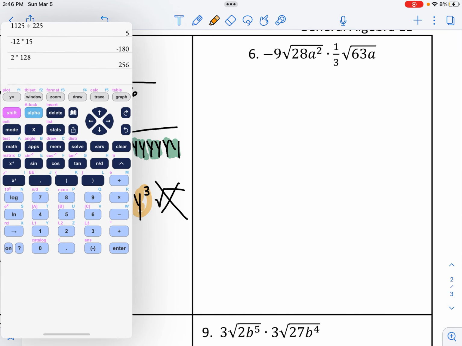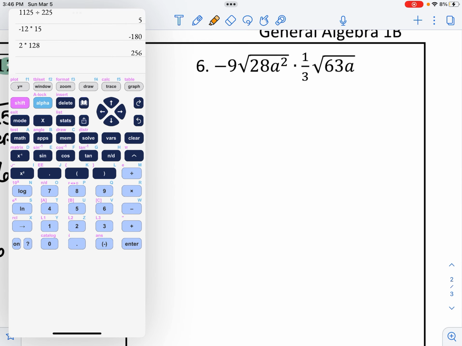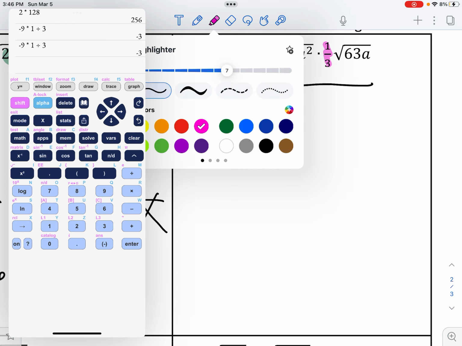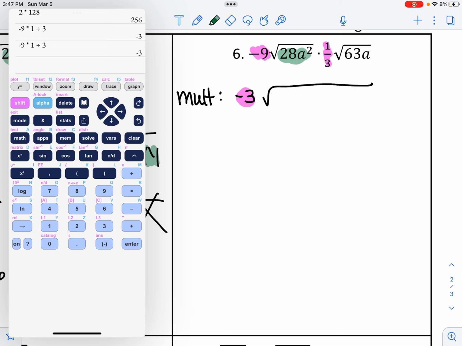I'm going to move my calculator here. Okay, so we're going to multiply these together. So I'll do, let's see, let's get this pink and pink. So negative 9 times 1/3 is negative 3. And then the inside stuff, and I'll highlight that in pink so you know where it came from, are these items. So we're going to do 28 and 63.